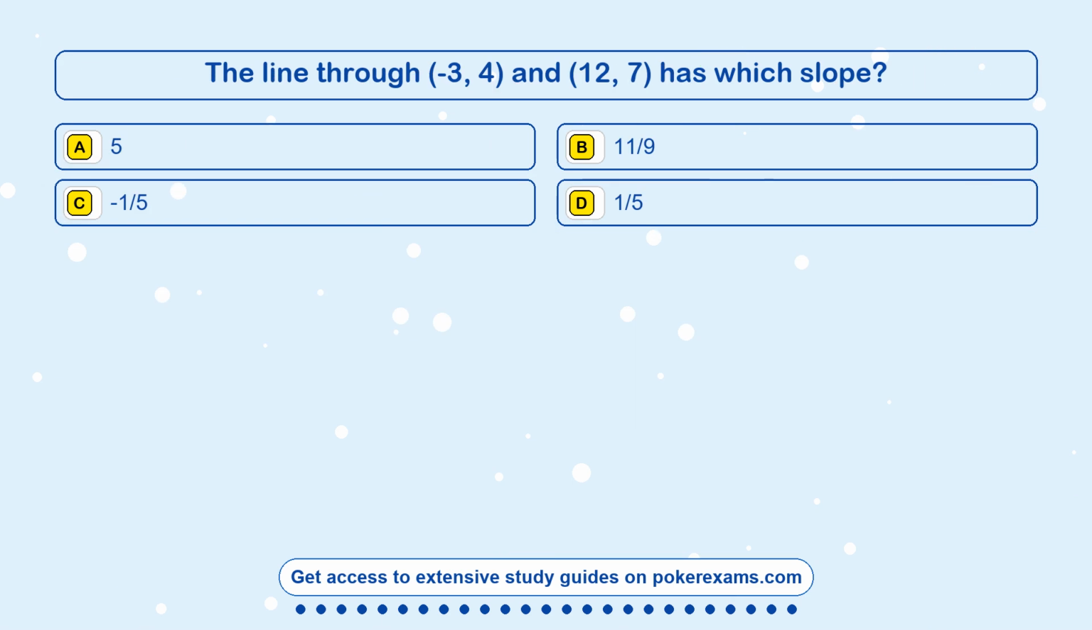Question 13. The line through -3, 4, and 12, 7, has which slope? Option A, 5. Option B, 11/9. Option C, -1/5. Option D, 1/5.